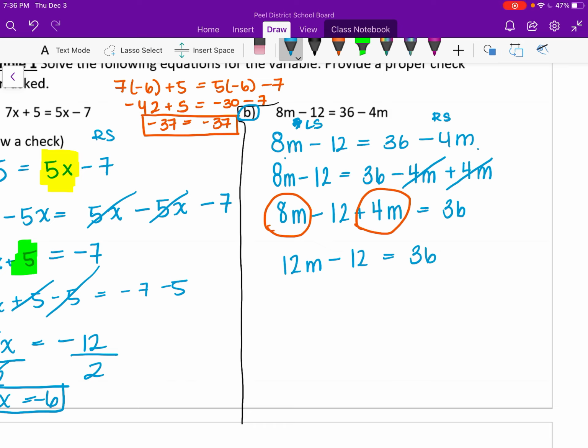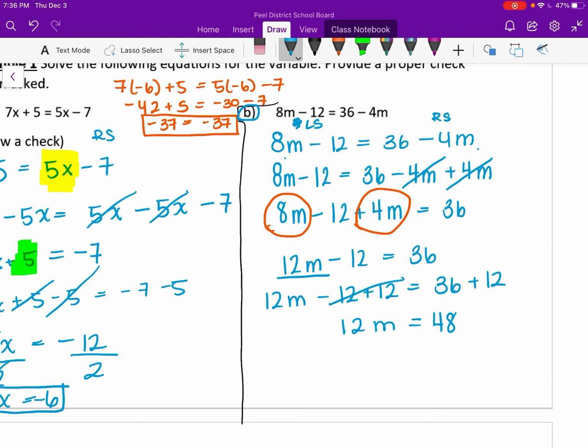36. And now I want to get this m by itself, so I'm going to get rid of that 12. 12m minus 12. In order to get rid of negative 12, I'm going to add 12. Whatever I do to the left side, I got to do to the right side. So I'm going to add 12 over here. So 36 plus 12 is equal to 48. Negative 12 plus 12 is just equal to 0, so I'll leave that. So I'll have 12m equals 48.